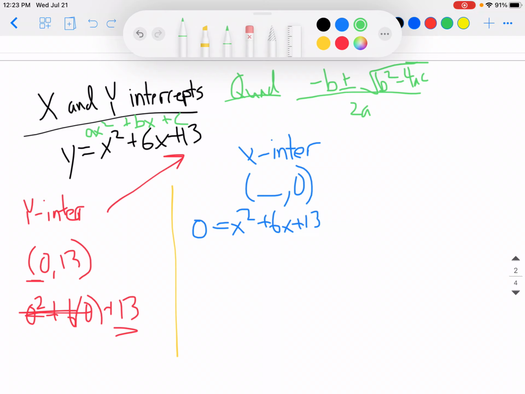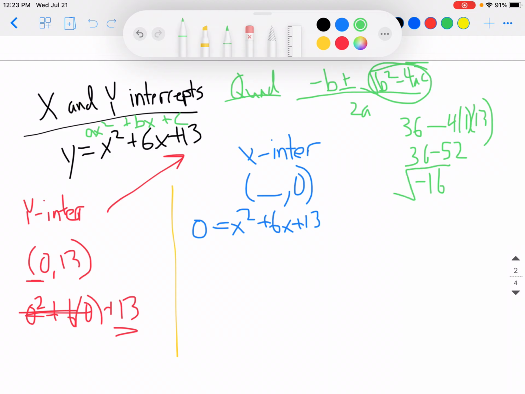Now before we go any further, I'm going to do a quick check here. I'm going to look at this part to see what this is. So I will have 36 minus 4 times 1 times 13. I just want to check to see what that's going to be before I go any further. And so what's going to happen is I have 36 minus 52, which is going to give me negative 16.